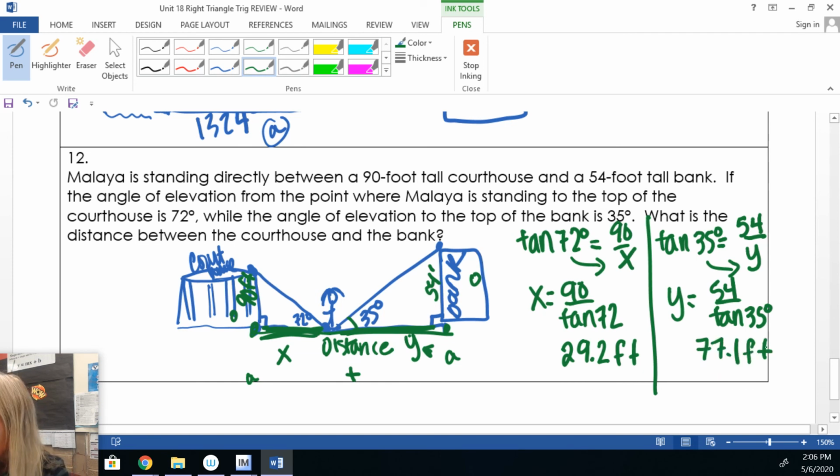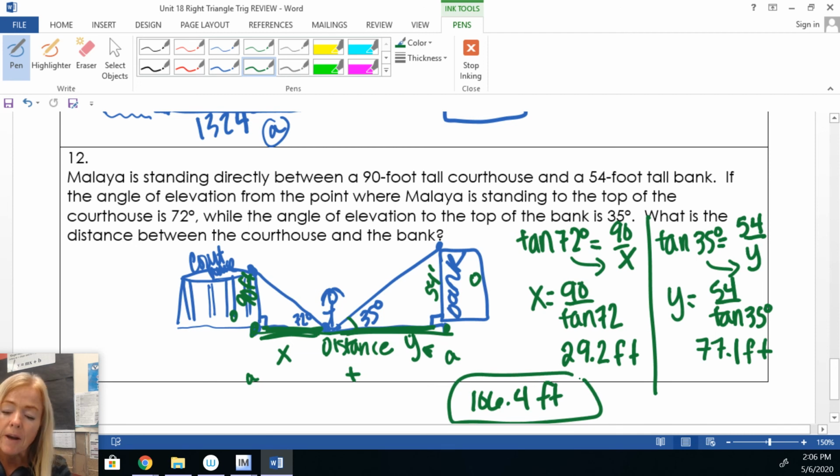And if we take those, and I'm just going to extract them using my return button and add them together, enter, I get this total distance of 106.4 feet. That's how far apart the bank is from the courthouse.